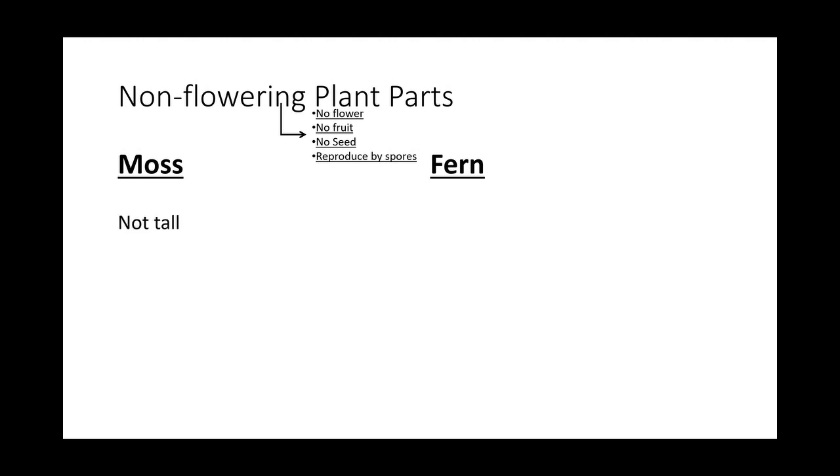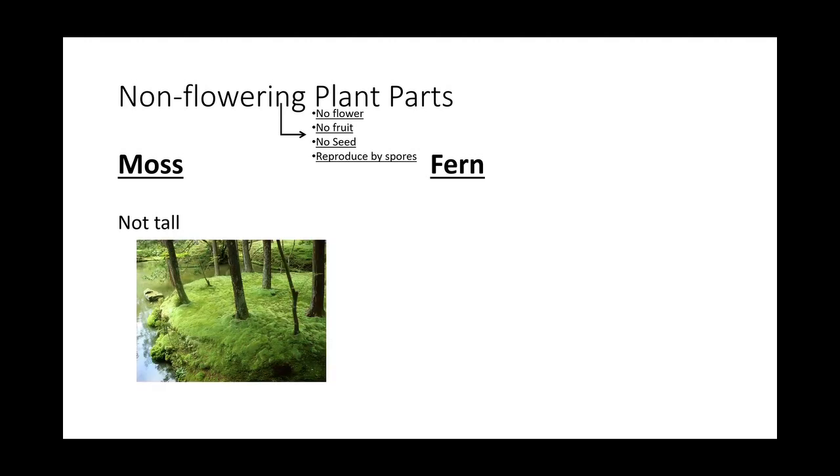They will never ask you in exam what's the difference between moss and fern, but just a simple way for you to distinguish it is moss is usually not tall. Okay, they are pretty short, like flat, just like the grass. And fern is usually taller than moss, usually quite long, quite tall.